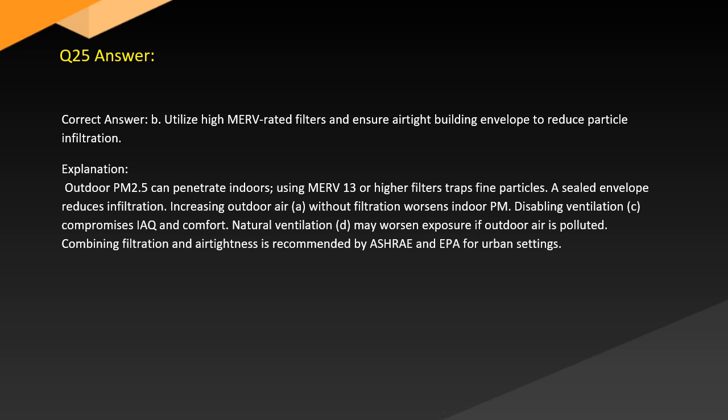Disabling ventilation, C, compromises IAQ and comfort. Natural ventilation, D, can worsen exposure if outdoor air is polluted. Combining filtration and airtightness is recommended by ASHRAE and HEPA for urban settings.